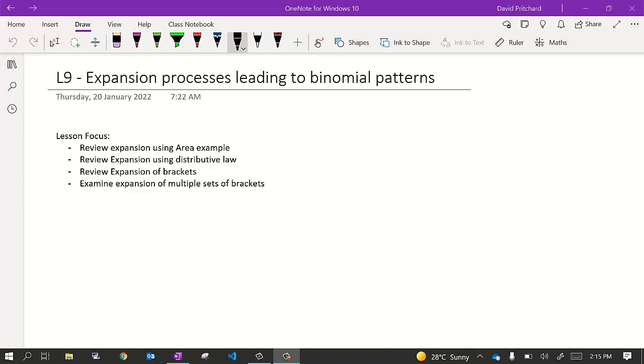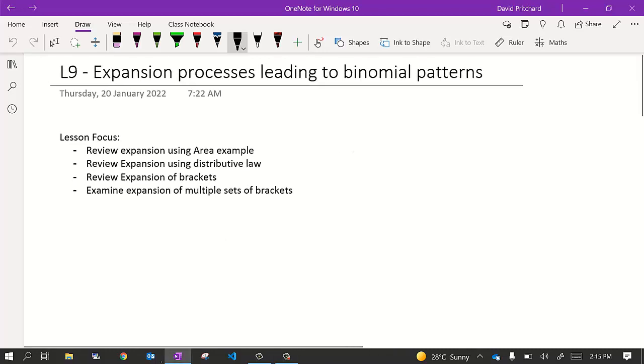In this lesson, we'll look at reviewing expansion processes, and we'll do a little bit of a lead into binomial patterns. That's going to be our focus, but I wanted to recover some of the vital skills that we'll need to be able to examine and work with binomial patterns properly. So the lesson for review today is basically reviewing expansion using area as an example. We'll review distributive law, and then we'll look at expanding brackets and obviously multiple sets of brackets.